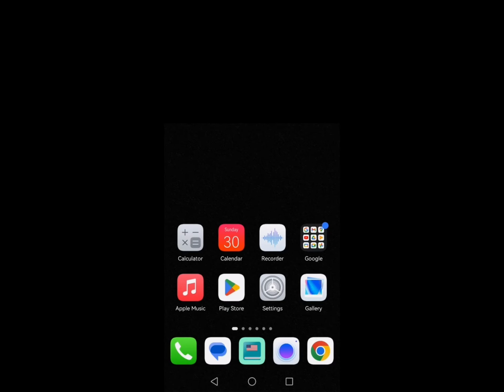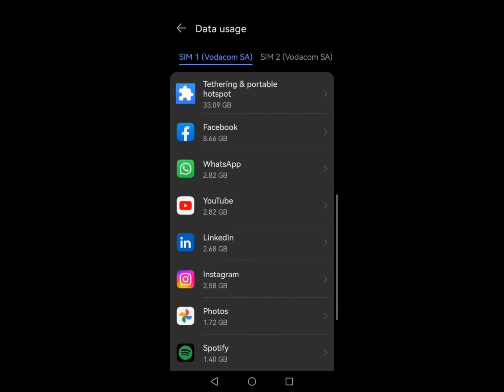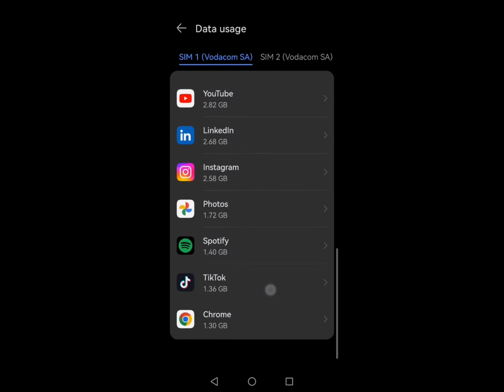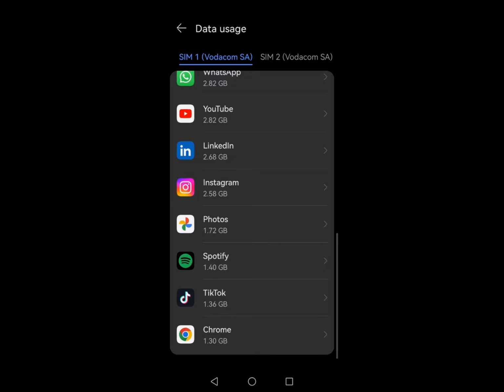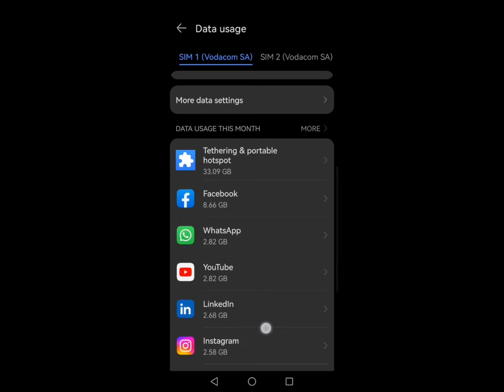This is how you can see your actual mobile data usage for every month in your phone, so that you can see where you're spending most of your data, which apps are consuming most of your data, and how often. You can do this calculation yourself for your own data. You can go to settings, and then you can go to Facebook, WhatsApp, YouTube, LinkedIn, Instagram, Photos, Spotify, TikTok, and Chrome. So these are my top data usage for this month.